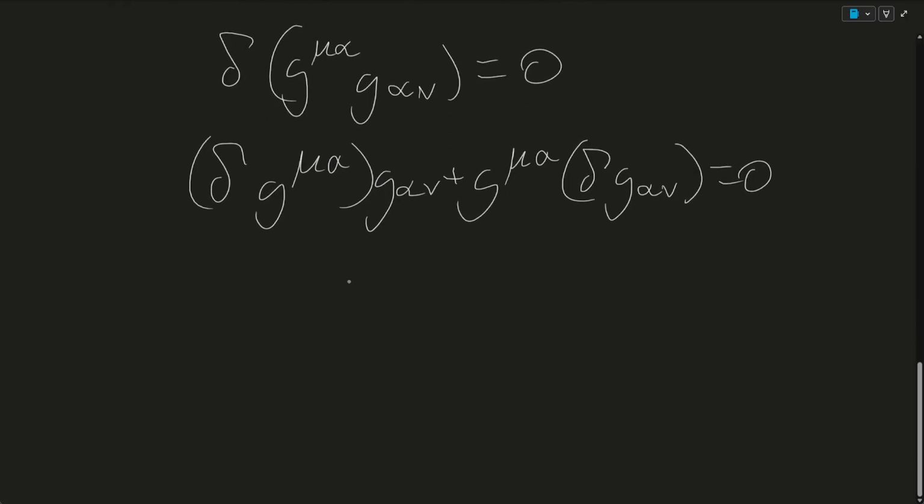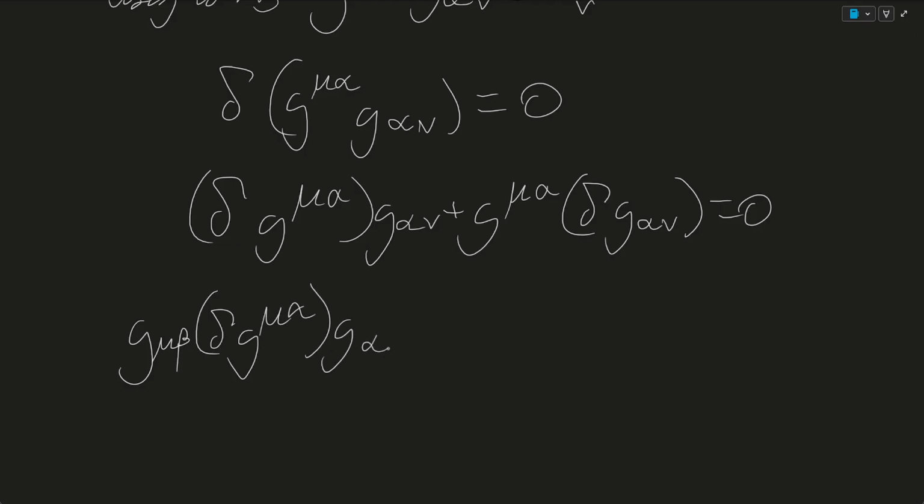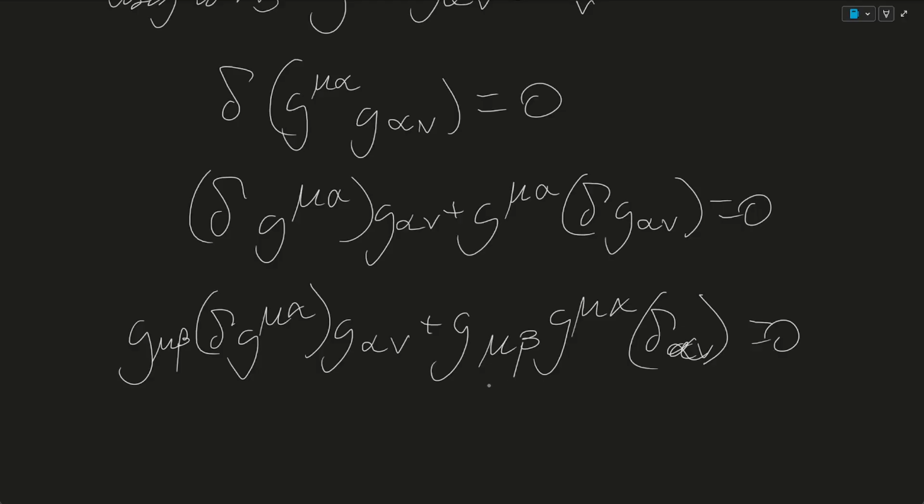We can multiply everything by g mu beta. Again, beta is just another index. So g sub mu beta delta g to the mu alpha g alpha nu plus g mu beta g to the mu alpha delta g alpha nu. That's not an alpha, that's an a. Equals 0.